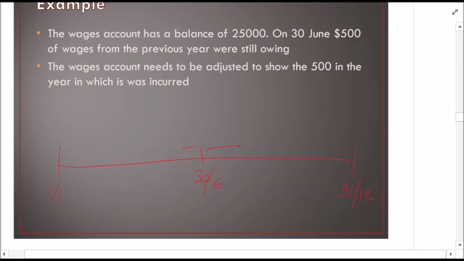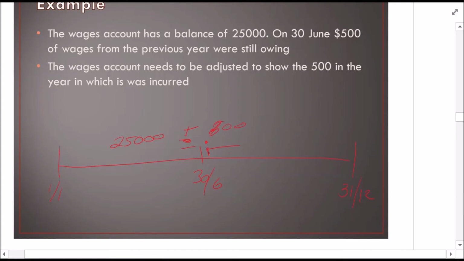So we've just found out that we haven't paid it yet because payday might fall in the new financial year, but your workers and employees have performed their work over here. So what we need to do, we found out that we've probably paid $25,000. We need to include a further $500, because we're not going to be paying them that until the next financial year, because the payday might fall on the 1st of the 7th.